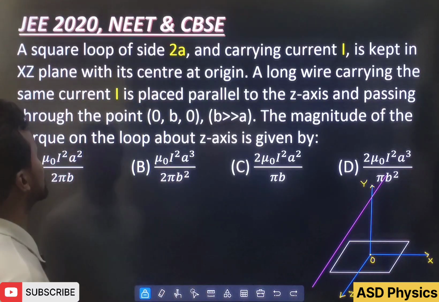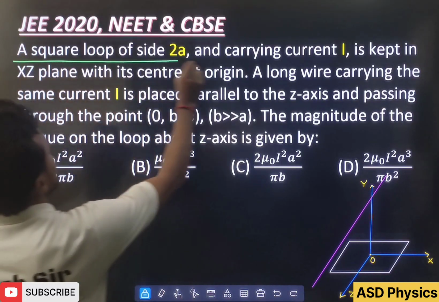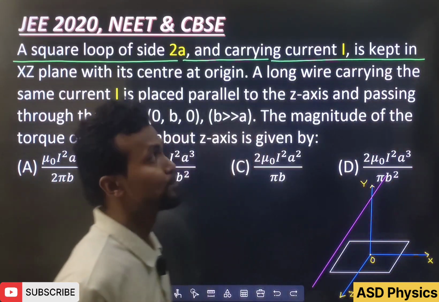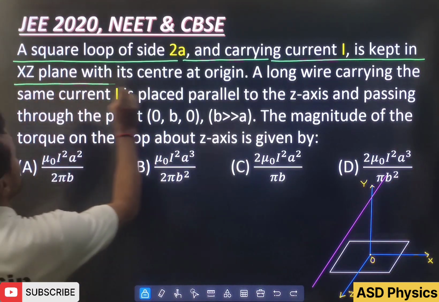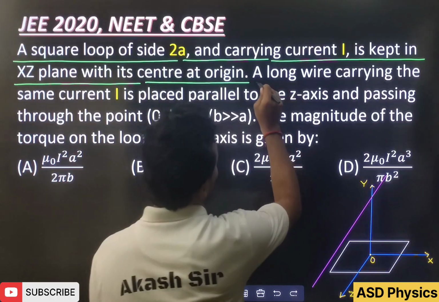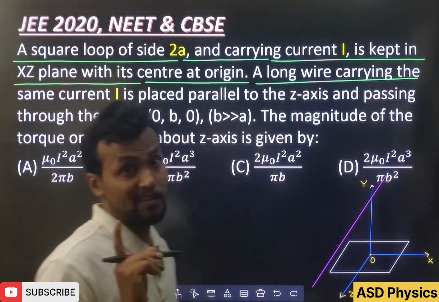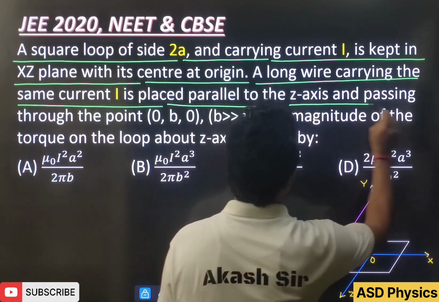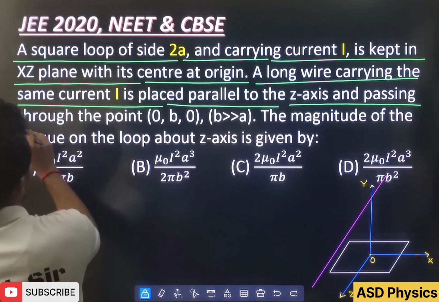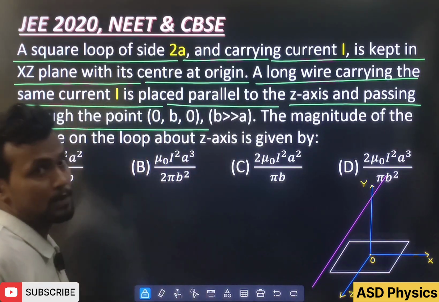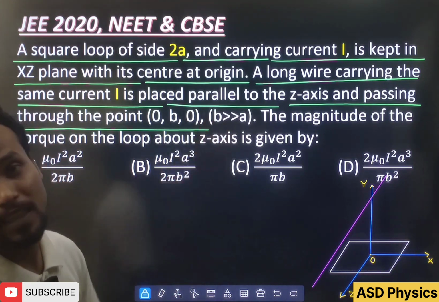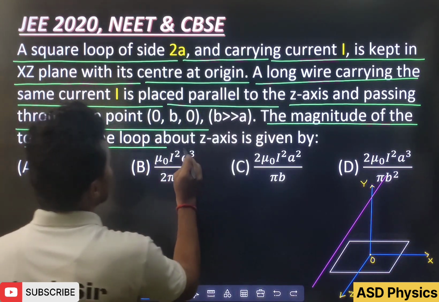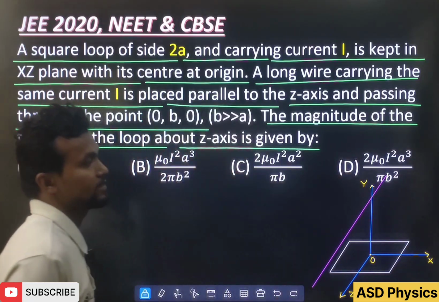Next one, let's see the question. A square loop of side 2a and carrying current I is kept in the xz plane with its center at the origin. A long wire carrying the same current I is placed parallel to the z-axis and passing through the point (0, b, 0), where b is greater than a. Now, the magnitude of the torque on the loop about the z-axis is given by how much?